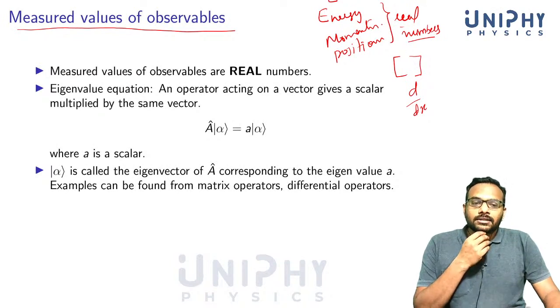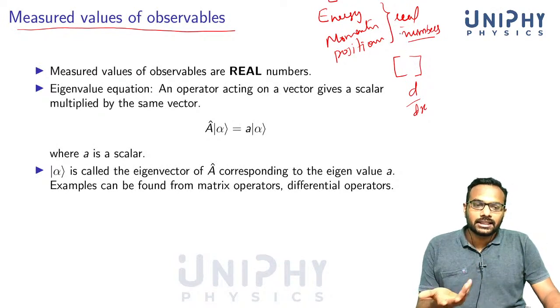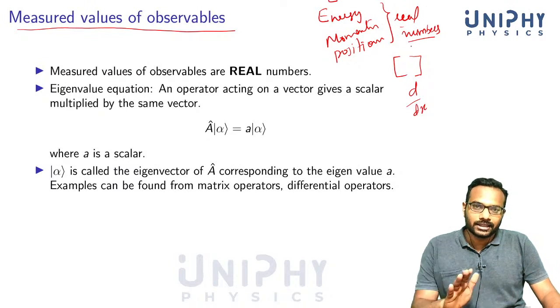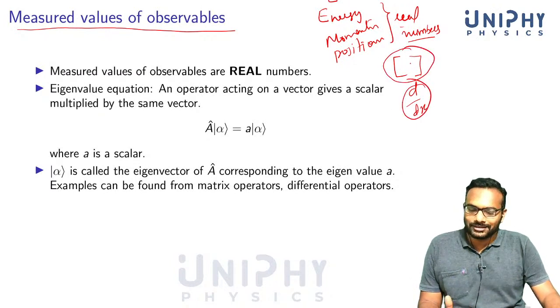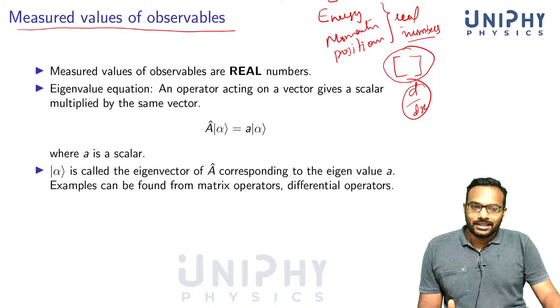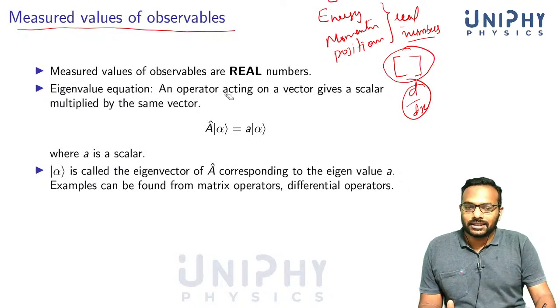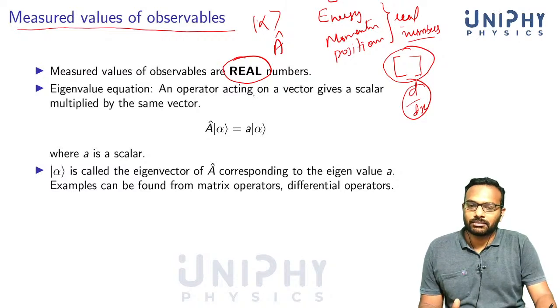So we have energy, momentum, position, which are all measured as real numbers. You get a reading on some kind of apparatus. It's a real number. We never measure a matrix or a differential operator. So what do we do now? We need to associate some real numbers with these states, these vectors, and these operators.